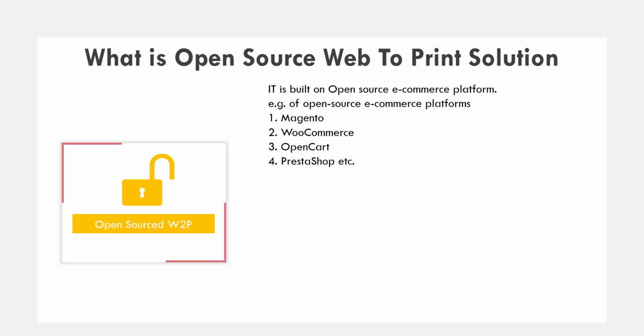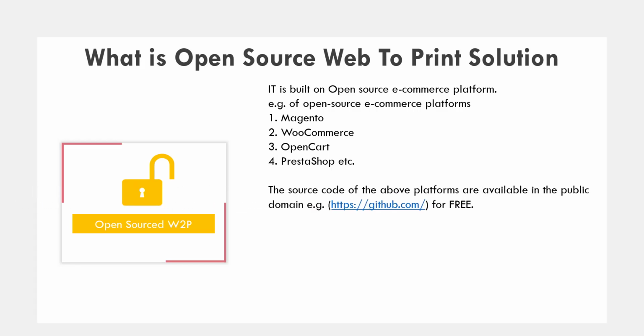Now these source codes are already available in the market openly, so anyone can take that source code and create new code. For example, the source code of Magento or WooCommerce or OpenCart are available in the public domain such as github.com. These source codes are available for free. So any developer or any company willing to create a solution or application or software can use this source code and create their own application.